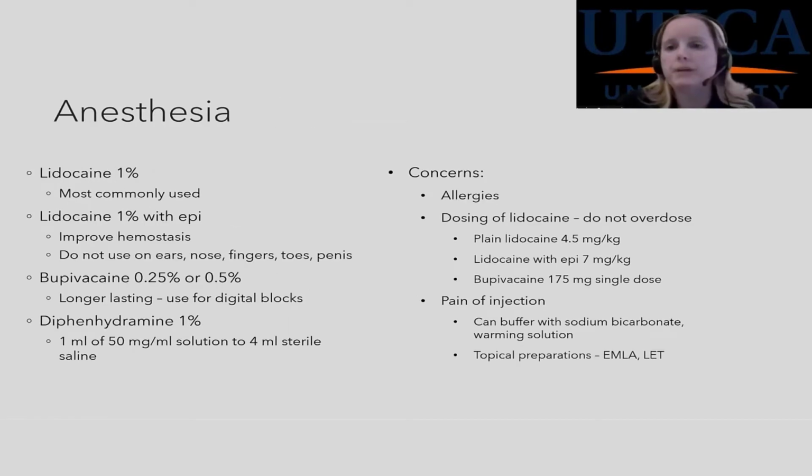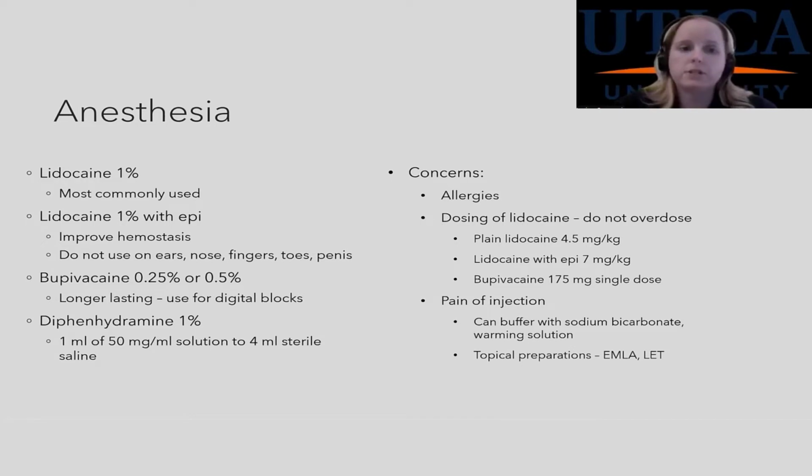Anesthesia. What do we use to numb the wound when we go to fix things? 1% lidocaine is the most common thing that you're going to see. 1% lidocaine with epinephrine we use to improve hemostasis. If you have something bleeding all over the place, that's what you want to use. You want to avoid it in ears, nose, fingers, toes, and penis. Why? Because they're at the end of things, and you're kind of cutting off the blood supply. You will see specialists using that, and that's fine. We don't use that.